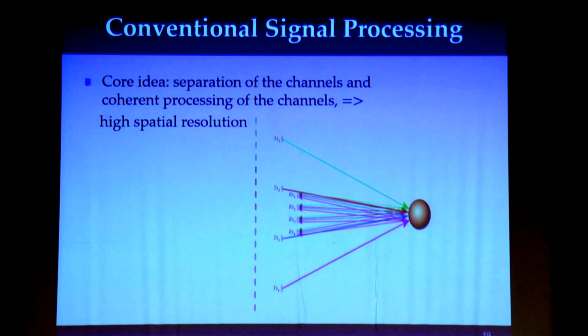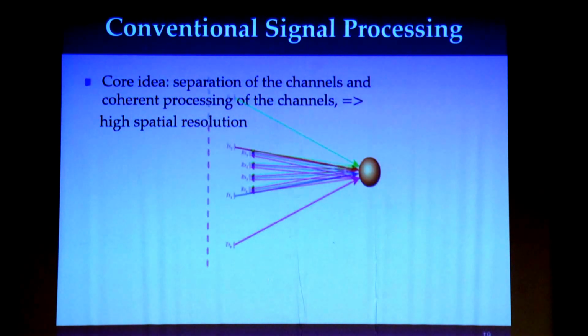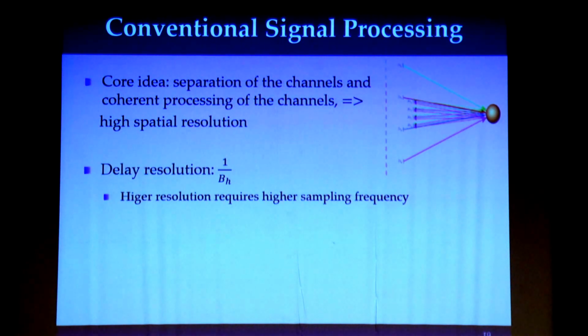To do that, we are going to base ourselves, and this is what traditional MIMO also does, on coherent processing of the channel. A channel is a signal coming from one transmitting antenna to a specific target and back to a receiving antenna. What limits us here is the resolution. The delay resolution depends, as before, on the sampling frequency, on the bandwidth of the signal. It's 1 over the bandwidth, and if we want higher resolution, we need higher sampling rates.